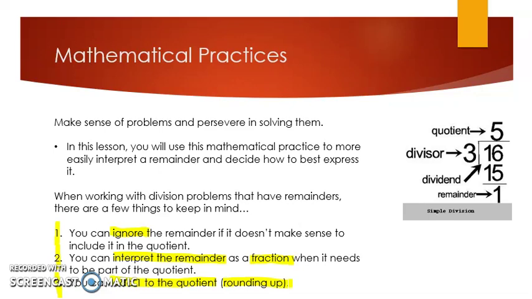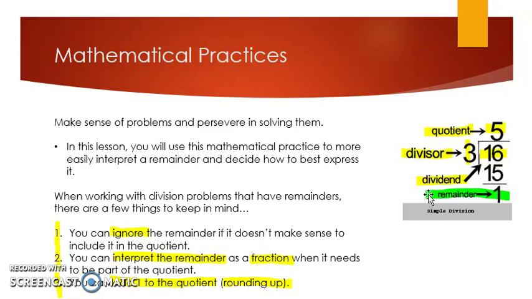Let's take a look at our vocabulary and review before we get into our first problem. I want to remind you that the whole number that we're dividing is called our dividend. The number of groups that we are dividing it by is our divisor. Our answer to our division problem is called a quotient. And for this particular lesson, very important, our remainder is the number that is left over that is not part of the whole quotient.